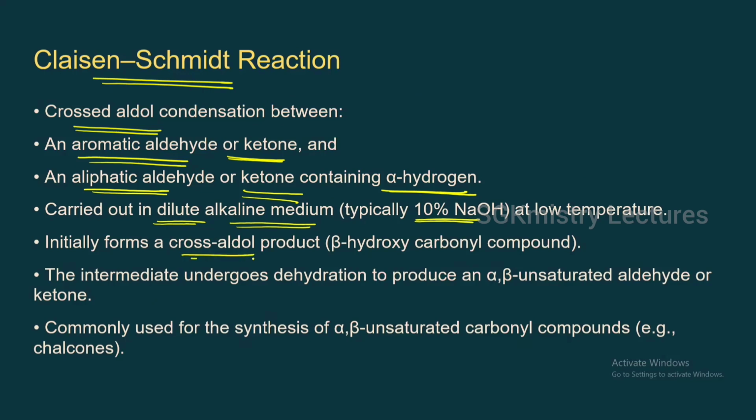So here, a cross-aldol product is formed, that is a beta-hydroxycarbonyl compound. Then what happens? Again, the dehydration occurs to form the alpha-beta unsaturated aldehyde or the ketone. So this is again useful for the synthesis of alpha-beta unsaturated carbonyl compounds, that is alpha-beta unsaturated aldehydes or ketones. So let us look into the general reaction. So taking here the aromatic aldehyde, and then we have to take the aldehyde or ketone having the alpha hydrogen. So let us take acetaldehyde.